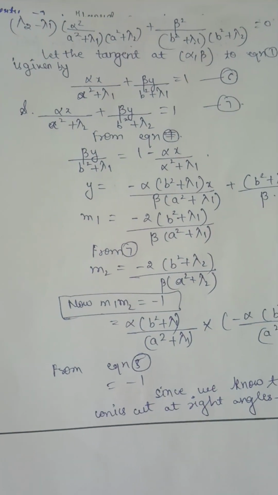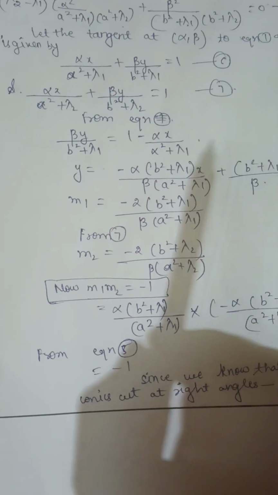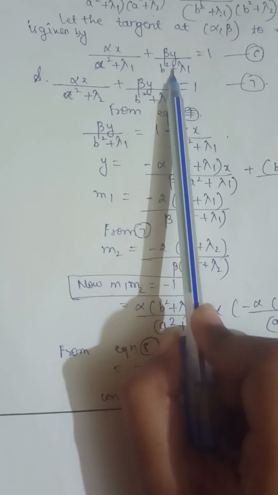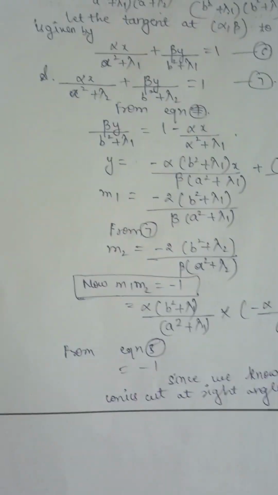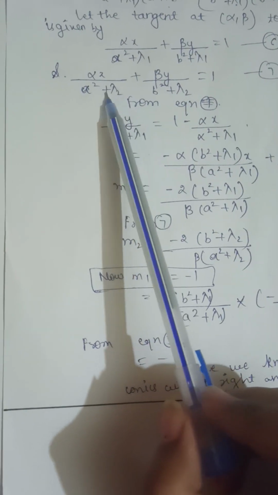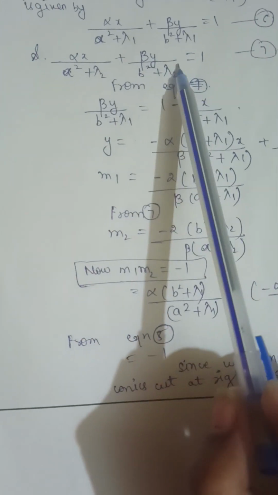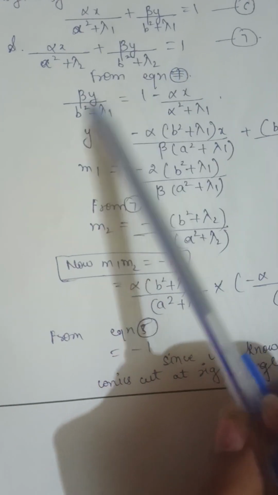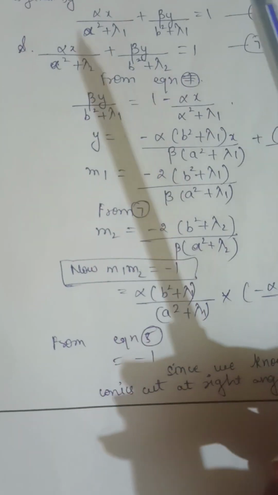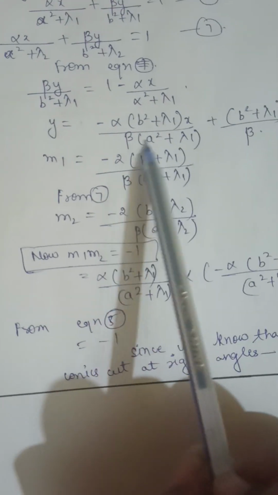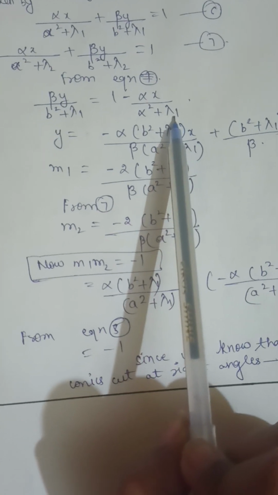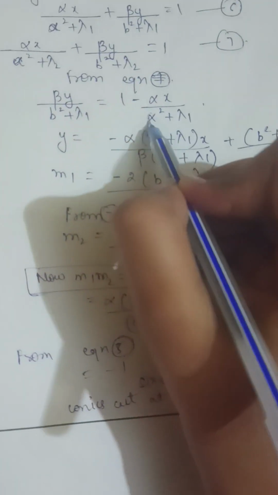Now let us suppose the tangent at alpha comma beta to equation 1 is given by alpha x upon a square plus lambda 1 plus beta y upon b square plus lambda 1 is equal to 1. Then for the second equation it would be alpha x upon a square plus lambda 2 plus beta y upon b square plus lambda 2 is equal to 1. Now from this equation we would have the value of y, which would give our m1. It would be this: we would subtract it, 1 minus alpha x upon a square plus lambda 1, over a square plus lambda 1.